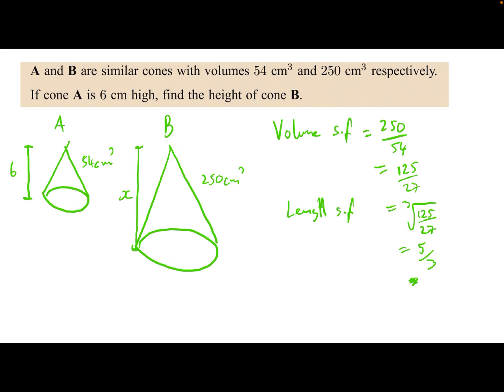So if I want to know X, well, that's the large one. So 6 times the scale factor is equal to the large, small times scale factor equals large. So X is going to be equal to 30 over 3. X is equal to 10 centimetres. The height of cone B is 10 centimetres.